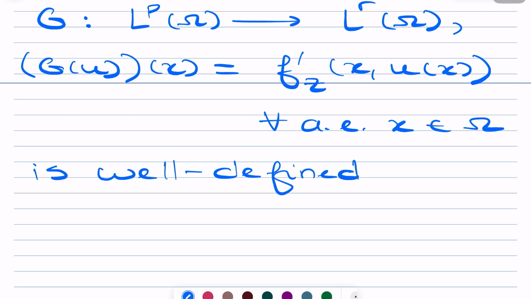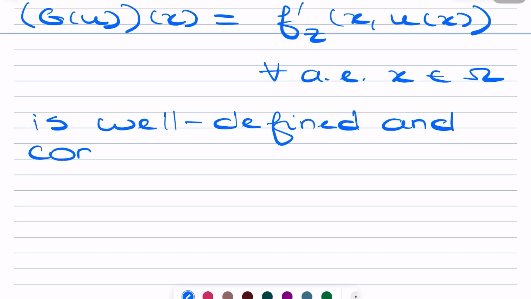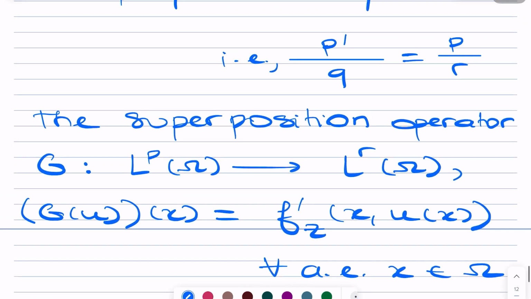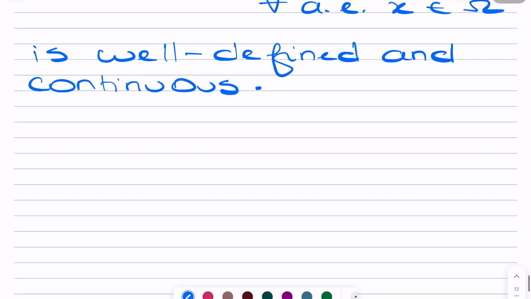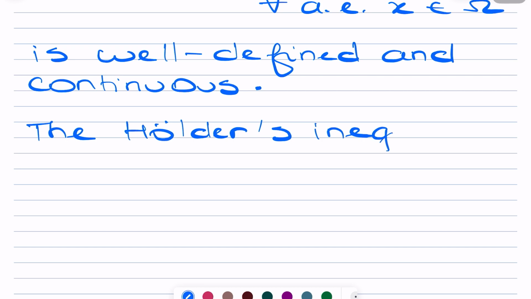It's well defined and continuous, right? So this is well defined and continuous. Also, the Hölder inequality. I mean, here we are going to use the generalized Hölder inequality. Right? So the Hölder inequality, right?